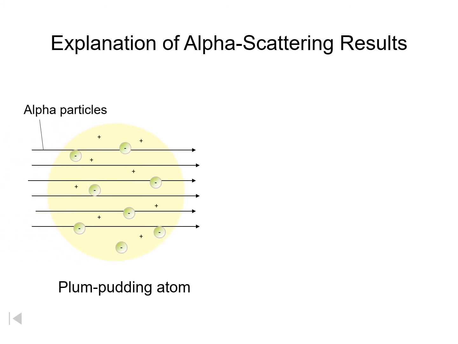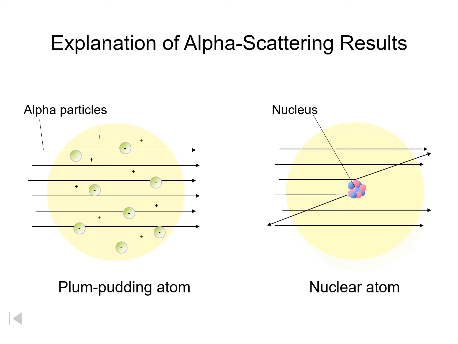So we've got our plum pudding model, which was Thomson's original model. And based off Rutherford's experiment, the nuclear atom. So based off the alpha scattering results, there must be a small positive nucleus that is causing these deflections, as the majority of the alpha particles passed straight through the atom.